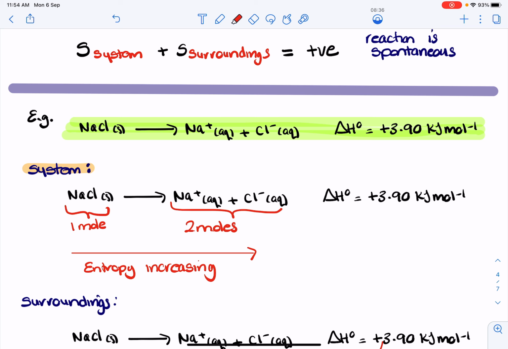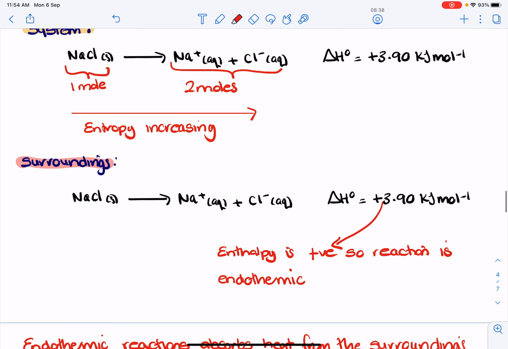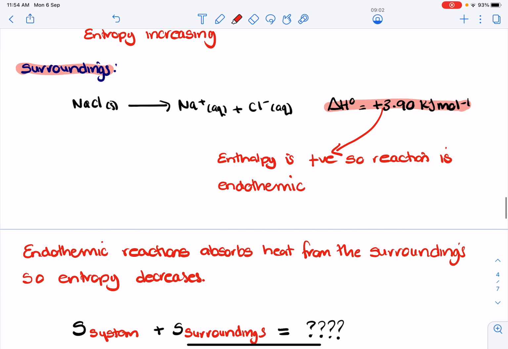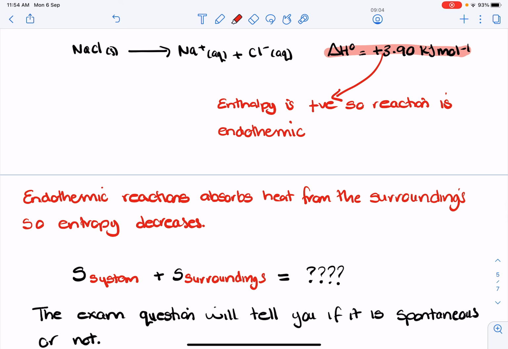Now remember, when we talk about the surroundings, what we're talking about here is our entropy for the reaction, for surroundings. Now in this case here, our entropy here is positive because it's an endothermic reaction there, which means the surroundings are going to be losing energy. So if the particles in the surroundings are losing energy, that means they're slowing down and they're going to become less random and more ordered. So in endothermic reactions, you're going to get a decrease in entropy.